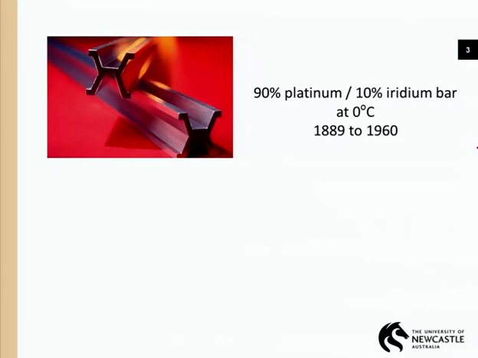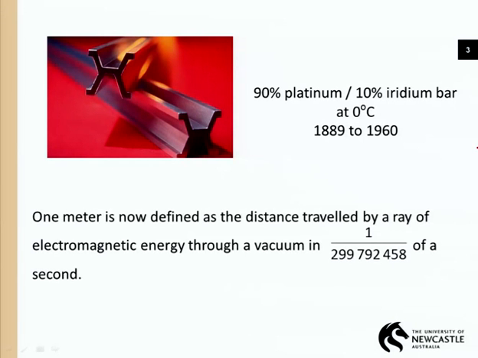And people from unis could go along and take their standard rule, go in there and mark off, you know, as precise as they could. Here's a metre. They've redefined it to that, which seems really bizarre. But that doesn't change. It's a very complicated definition. But the distance travelled by a ray of electromagnetic energy through a vacuum in approximately 1/3,000,000th of a second just never changes. So that's now what a metre is defined as.